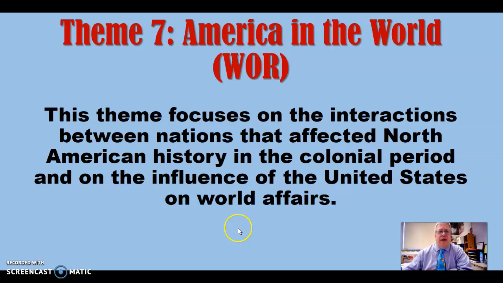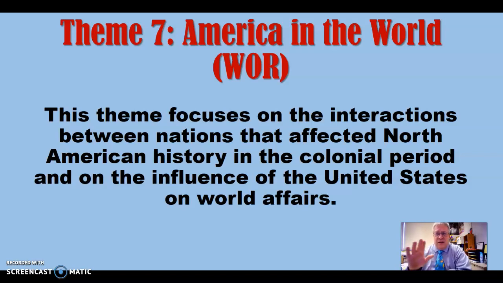America in the world, theme 7. This theme focuses on the interactions between nations that affected North American history. In other words, what nations affected us in the beginning parts, especially in the colonial period. After which, we'll be looking more at the influence of the United States on world affairs. What type of impact have we had?